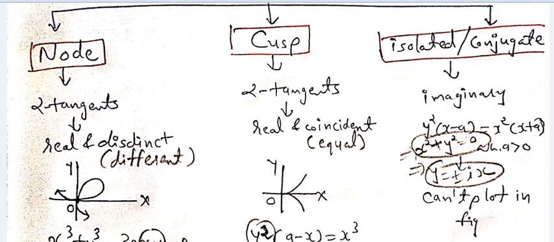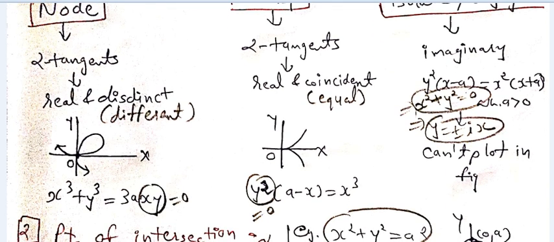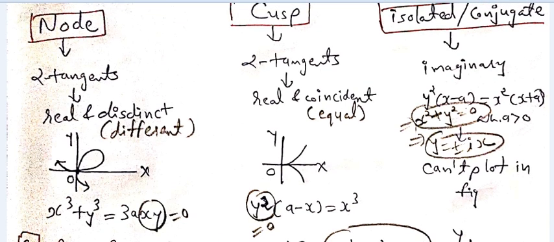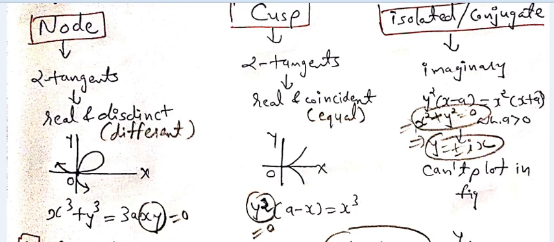Distinct means different. You can see in this figure, x-axis and y-axis are the tangents for this curve, and both are real and distinct. You can check for this example, x cube plus y cube is equal to 3axy. To check tangents, you have to equate the lowest degree term equal to 0 and you will get x and y axis. In the same way, for a cusp, here you will get two tangents as real and coincident. Another word is equal. You can check for this example, the shape is like a cusp, and if you equate the lowest degree term equal to 0, you will get this shape.